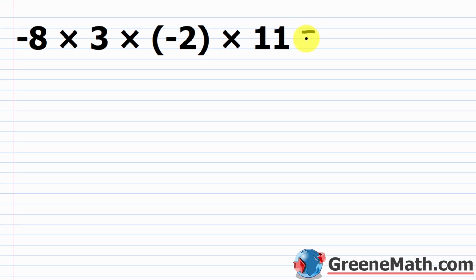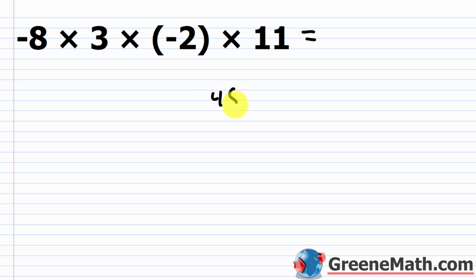Let's fly through this now. So we have negative 8 times 3 times negative 2 times 11. Okay, so I have 1, 2 negative factors. 2 is an even number. 2 divided by 2 is 1, no remainder. And so I know I'm going to have a positive product. So now I can just multiply absolute values. 8 times 3 is 24. 24 times 2 is 48.